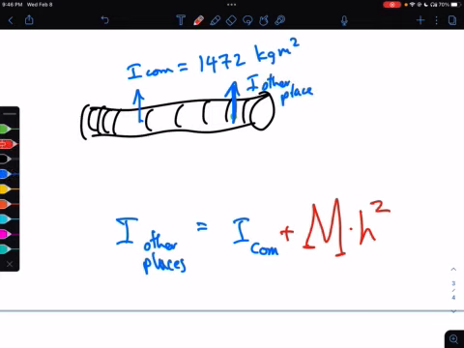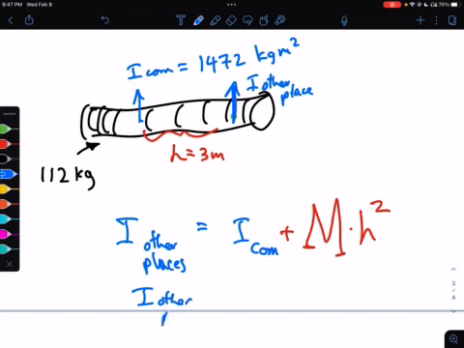This distance that we shifted is h. Let's say that this h was, I don't know, 3 meters. And let's say that the mass of this rod, density, weirdness, and all, is 112 kg. What we can do is say, look, I want to find the I at this other place.